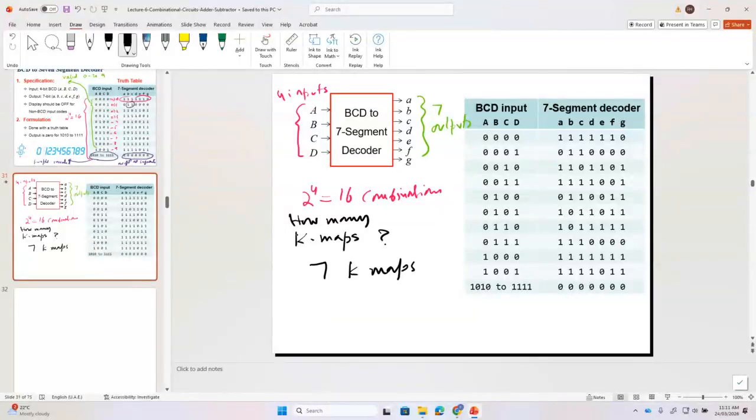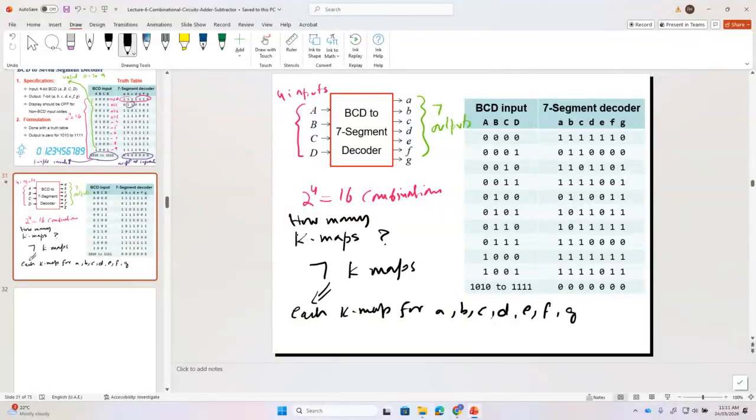We need 1 K-map for A, 1 K-map for B, 1 K-map for C, 1 for D, 1 for E, 1 for F, and 1 for G. So we need 7 K-maps. Any question?